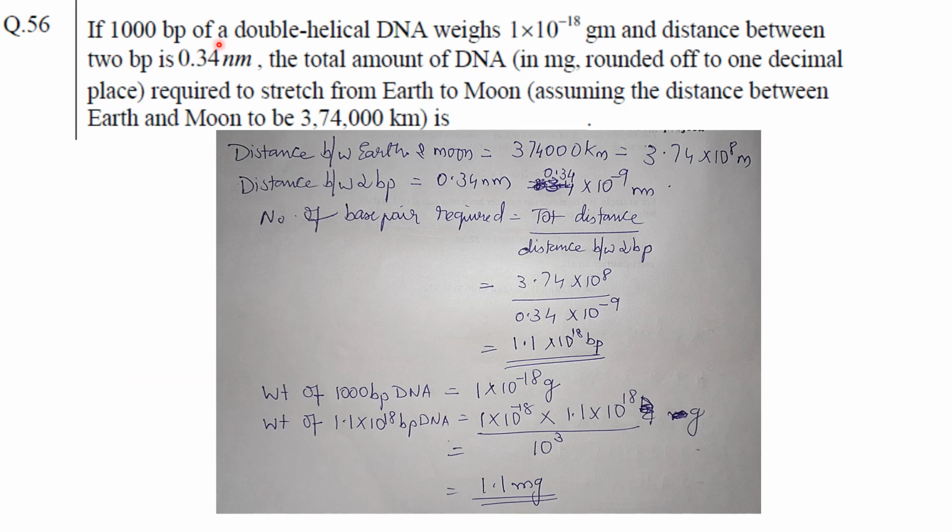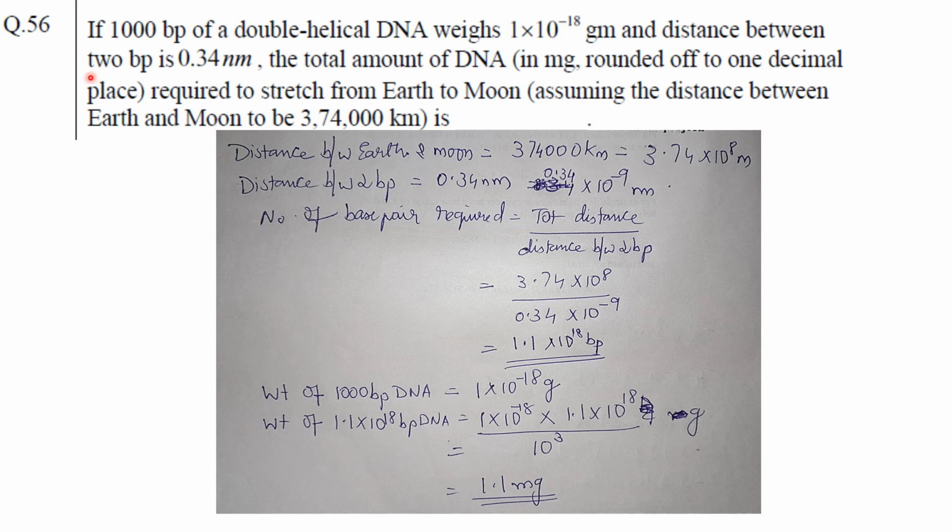Then next one. If 1000 base pairs of a double helical DNA weighs 1 into 10 raised to minus 18 grams and the distance between two base pairs is 0.34 nanometers, the total amount of DNA required to stretch from Earth to Moon is how much? And they have given the distance between Earth and Moon. So you have to convert it into meters. So that is 3.74 into 10 raised to 8 meters.